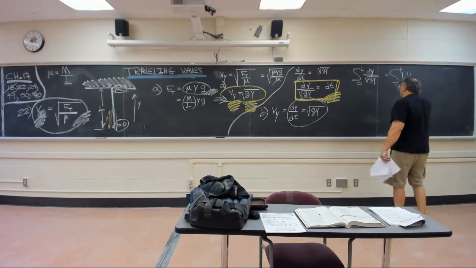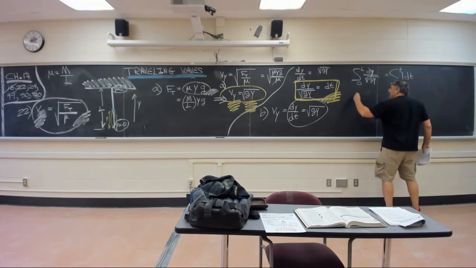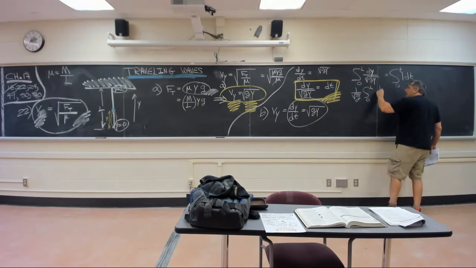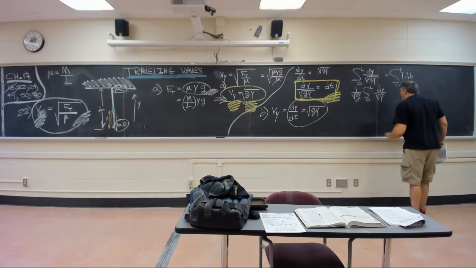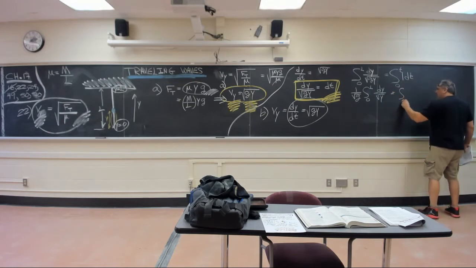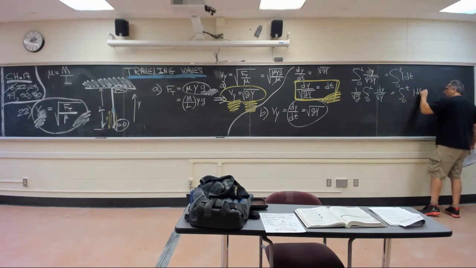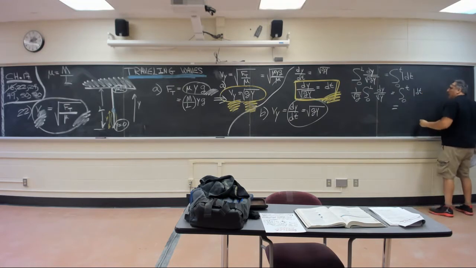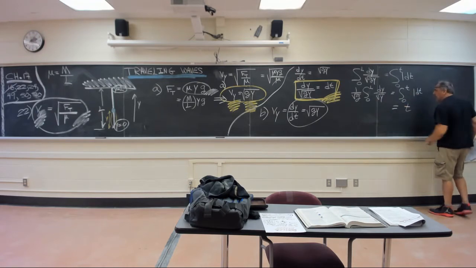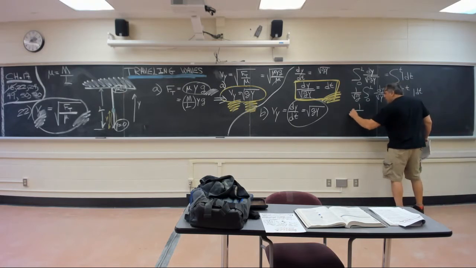If you're going to integrate this, there's a lot of ways to go. I could take the 1 over the square root of g out of there and go integral 0 to L of dy over the square root of y, which is the same as y to the negative 1 half, integrating that. And then you've got this right here. If you integrate 1 dt, you get t. Between the limits from 0 to t, you get t. That's going to be your time. This one right here is 1 over the square root of g.